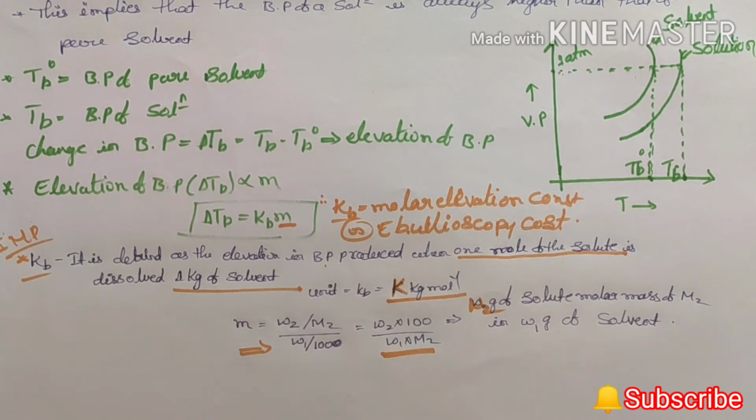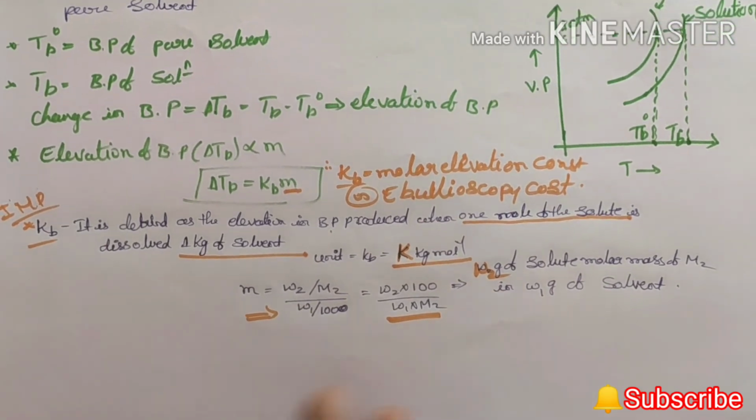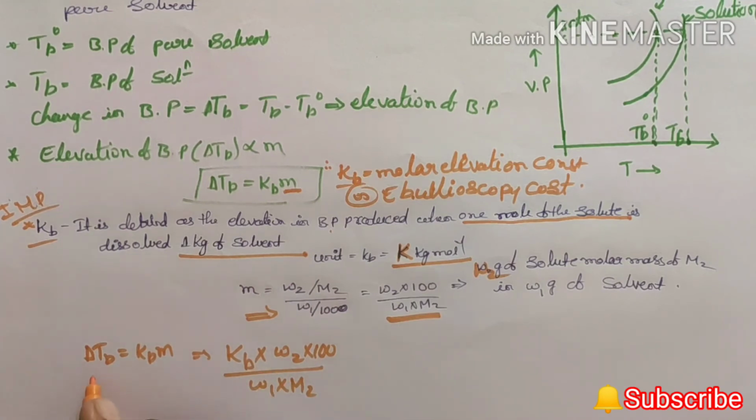From this we know that delta TB equals KB into m. Then we know m, therefore KB into W2 into 100 divided by W1 into M2. Now, delta TB, what is delta TB?